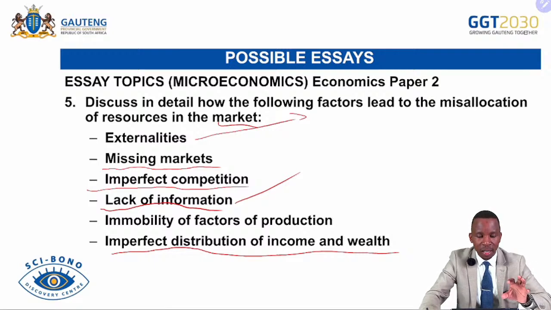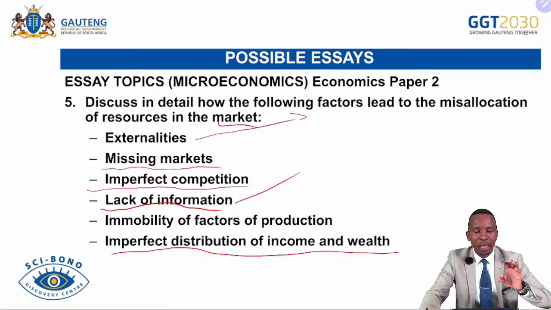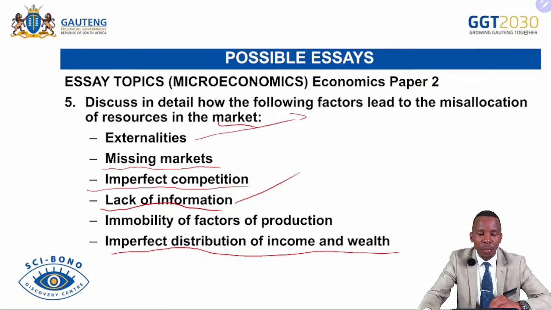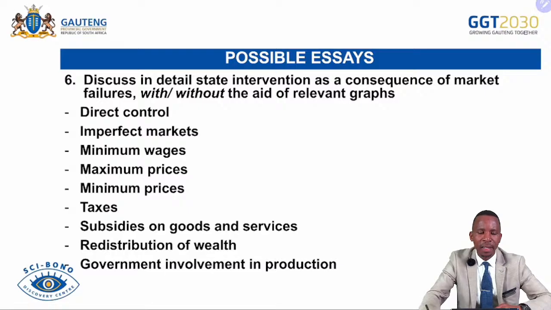So that in that case, you will be able to simply respond in this essay, which is a part of the market failure, reasons for market failure or misallocation of resources within the market. And then the other one, which is the last one, discussing in detail state intervention as a consequence of market failure, with or without the aid of graphs.